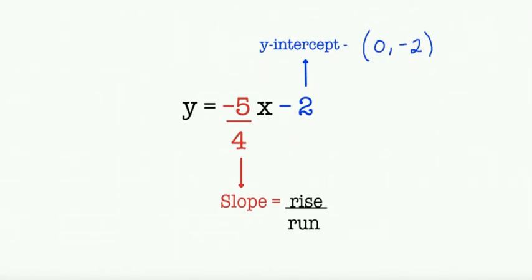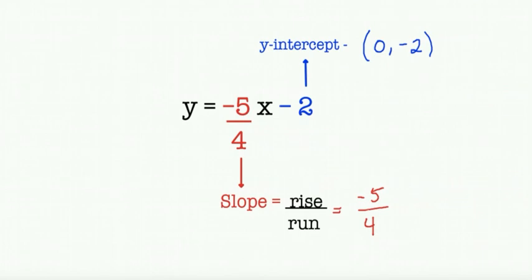So next, we're going to talk about the slope. The slope is represented by m, and our slope in this case is -5/4. Because our slope is our rise over run, we know that our slope is equal to -5/4, where -5 represents going down 5 units because that's our rise, and because it's negative, we go down 5 units.